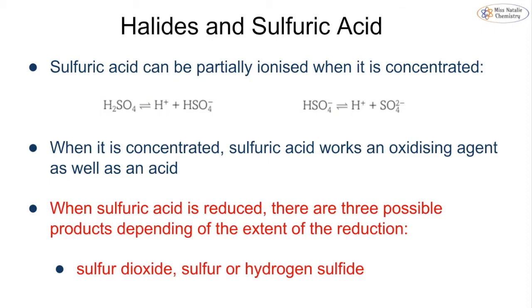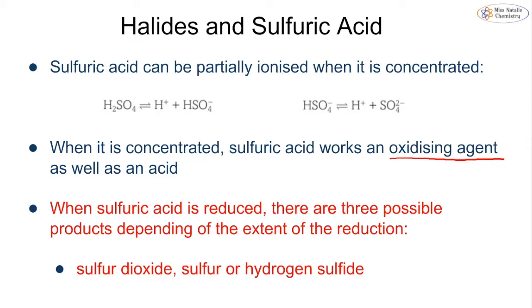Now, sulfuric acid can be partially ionized when it is concentrated. That just means that it splits down into its ions. So H2SO4 can split to a hydrogen ion and an HSO4- ion, and that HSO4- can then be further ionized into another hydrogen ion and a sulfate. When it is concentrated, sulfuric acid will work not only as an acid, but also as an oxidizing agent. So if we have the halide acting as a reducing agent and the sulfuric acid acting as an oxidizing agent, we can get a redox reaction happening here.